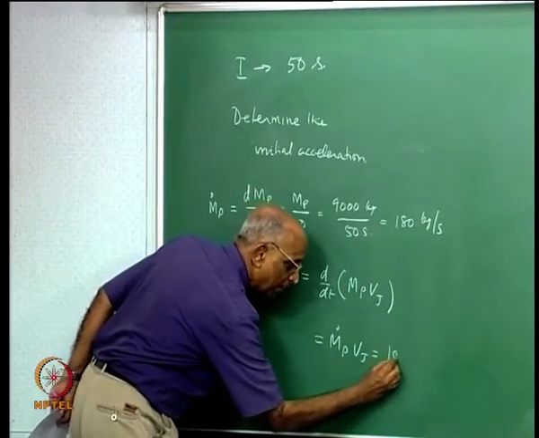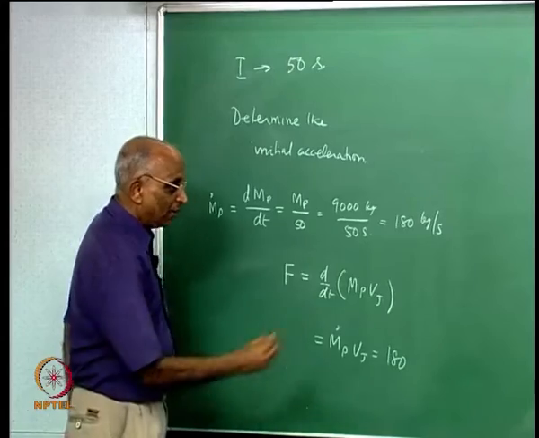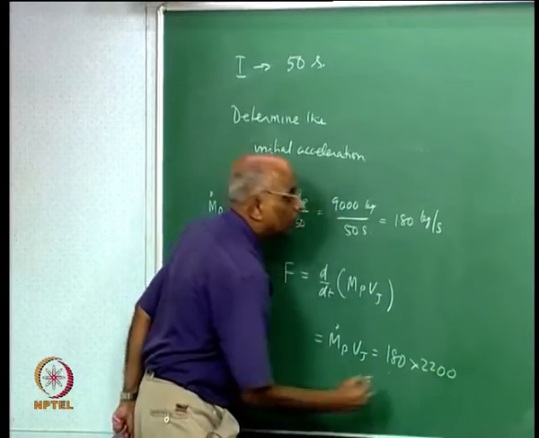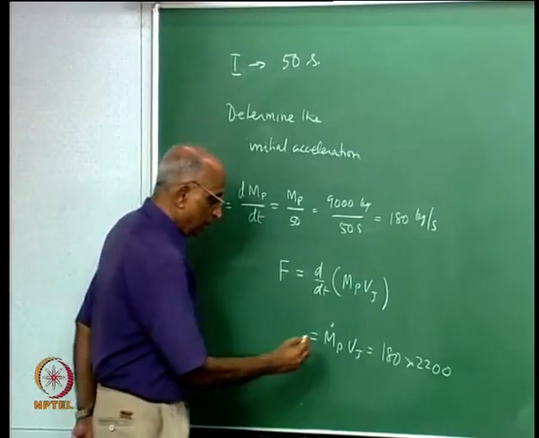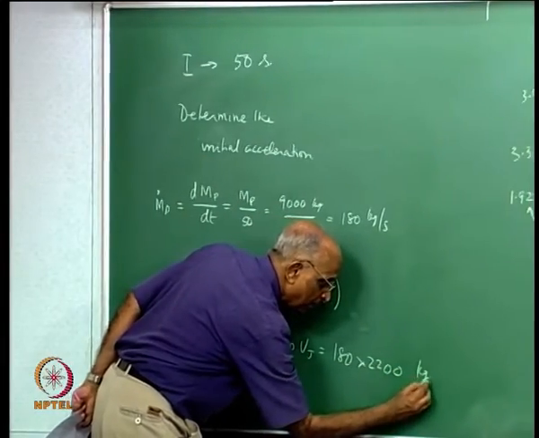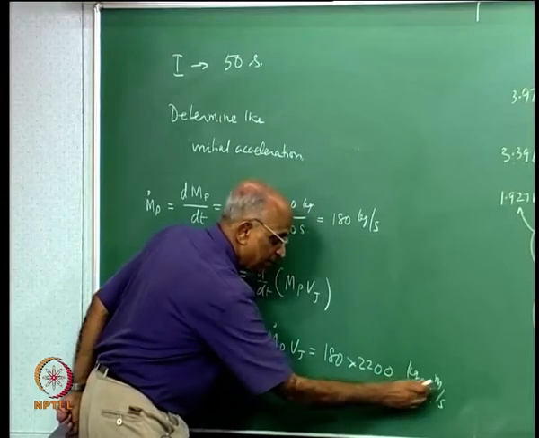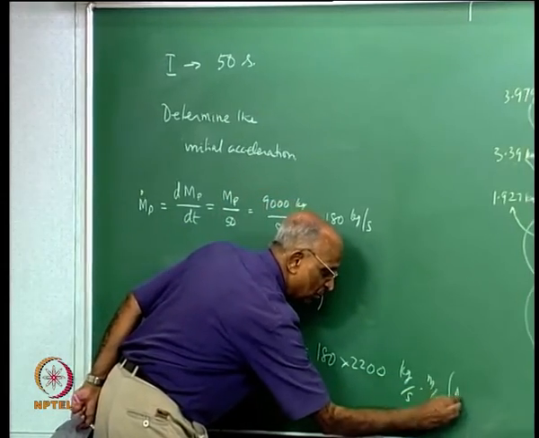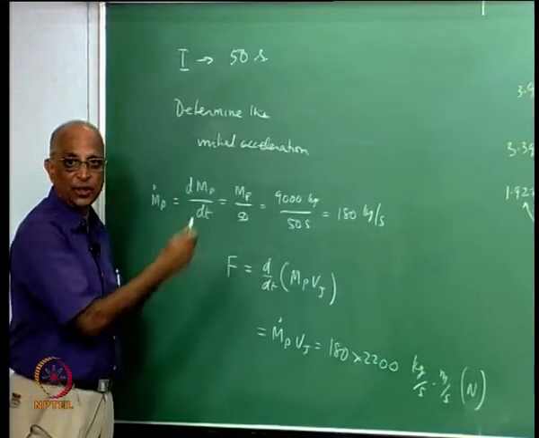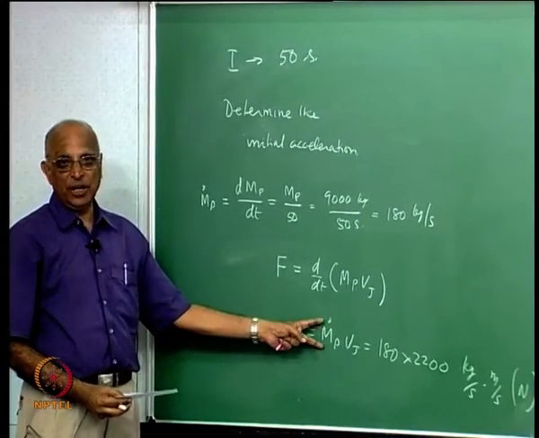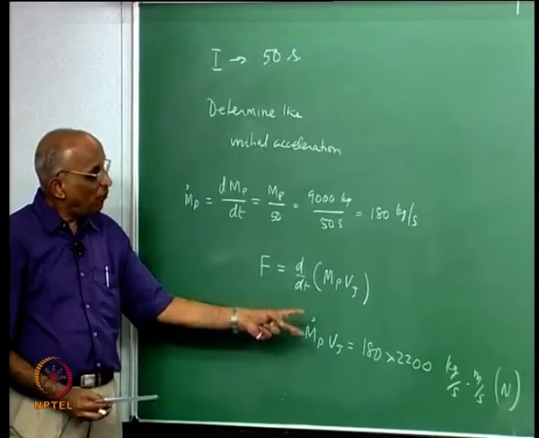180 kg into the value of Vj, which is 2200. And what is the unit I get now? Kg per second into meter per second, kg meter per second square. This is so many Newtons, the force with which the rocket is going up. Is it clear? I think we must be able to work out the accelerations of each stage.